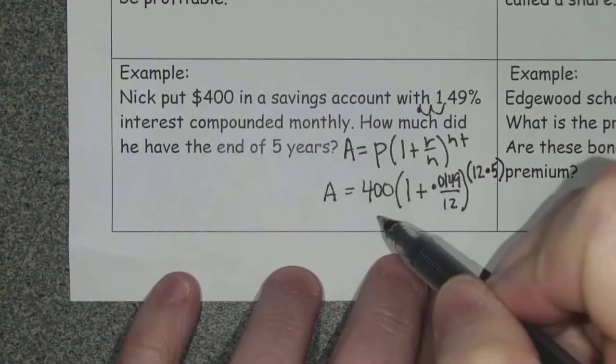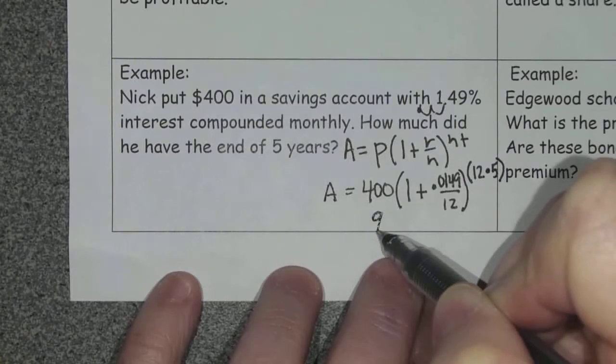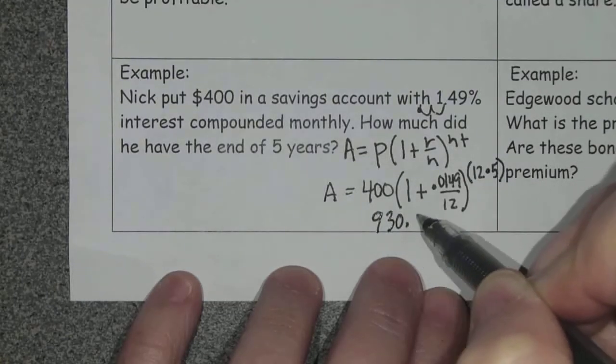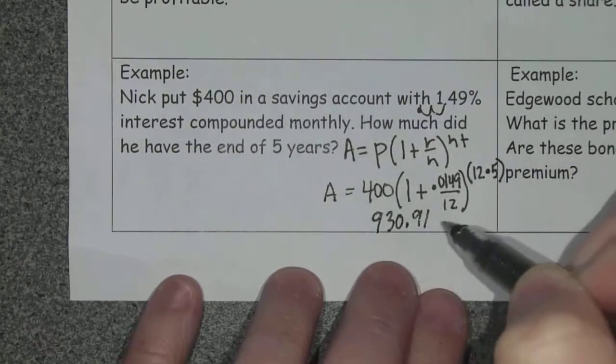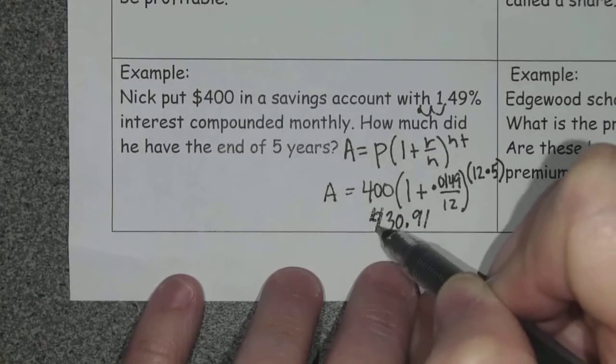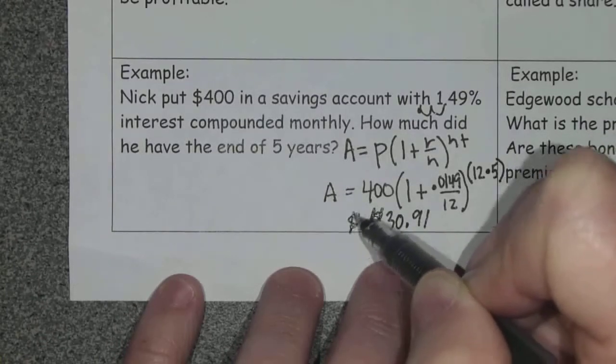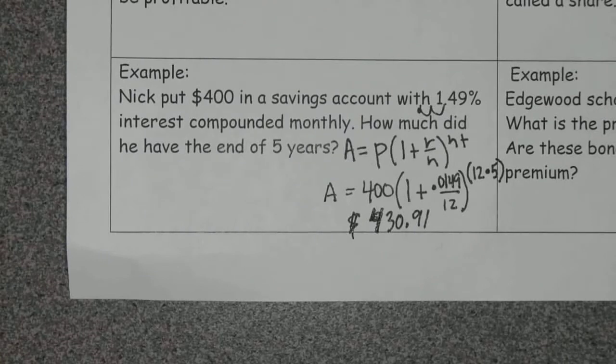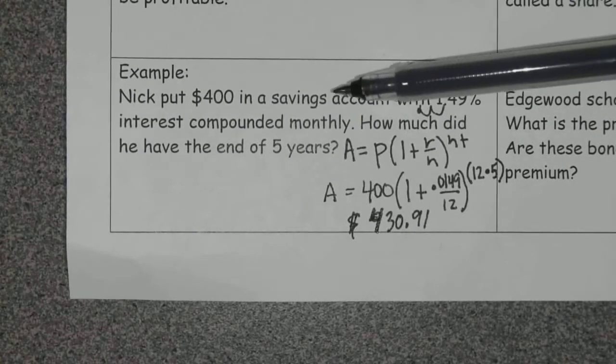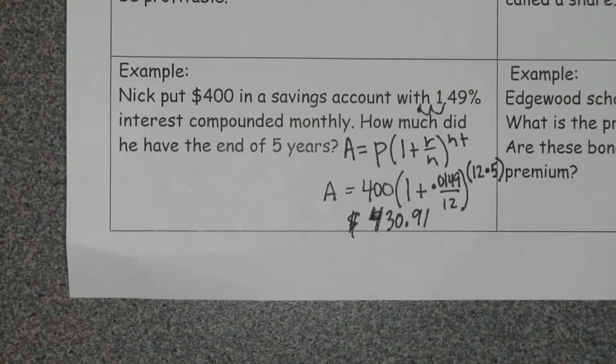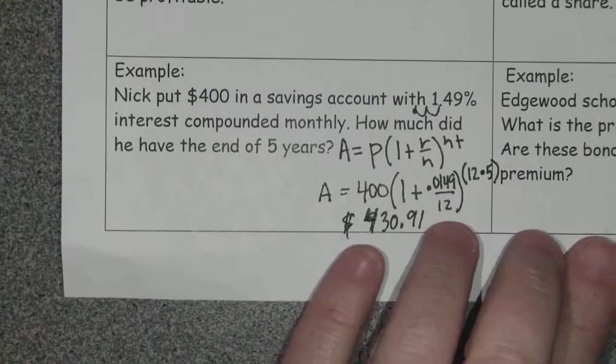Anybody want to tell me, or I should just put mine down and you should tell me if I'm right? 430.91. Yeah, that's exactly what I got, except I wrote a 9 instead of a 4 because clearly I have issues. All right, 430.91 is what I got. So again, anytime today you're doing problems about savings accounts, you're going to use that compound interest formula. Okay, questions on that one?